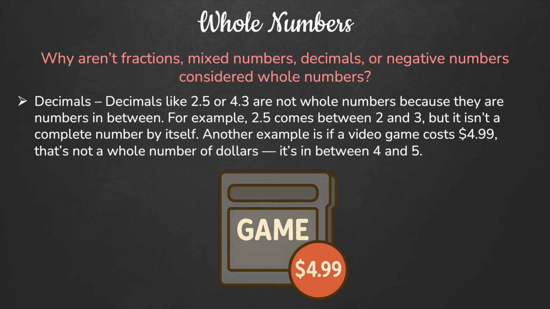Decimals like 2 5/10 or 4 3/10 are not whole numbers because they are numbers in between. For example, 2 5/10 comes between 2 and 3, but it isn't a complete number by itself. Another example is if a video game costs $4.99, that's not a whole number of dollars. It's between 4 and 5.